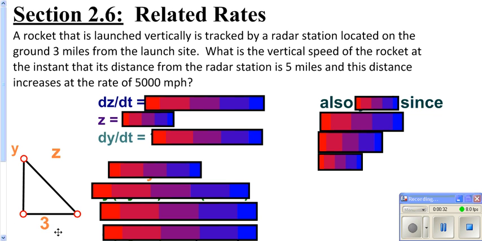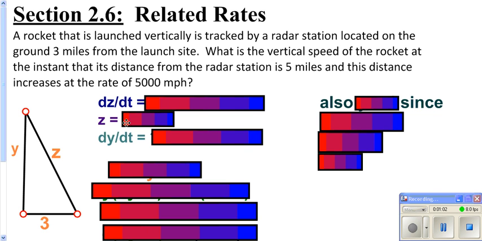Now if you take a look down here, here's your launch pad. Here's your radar station, 3 miles away always. Now, your rocket is going up, and as it goes up, you'll notice the height changes and the distance from the radar station changes. Here you're dealing with speeds, which are rates. In the context of our problem, the height of the rocket and the distance from the radar station change.